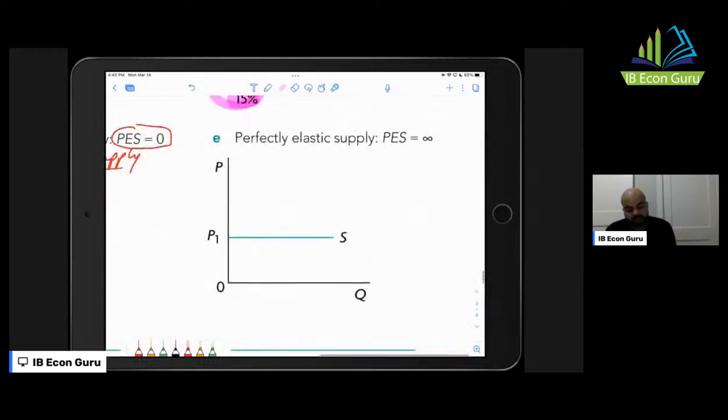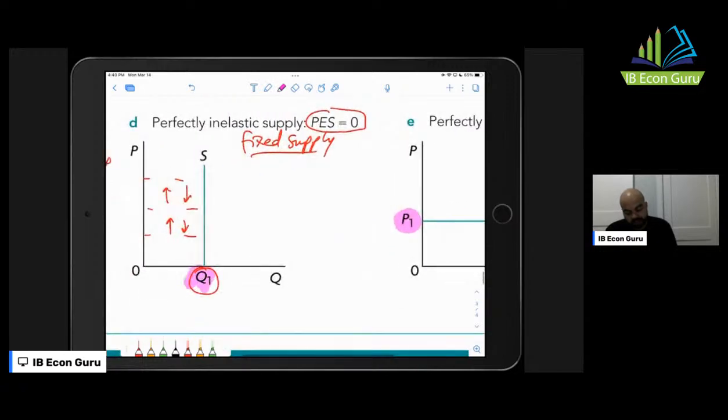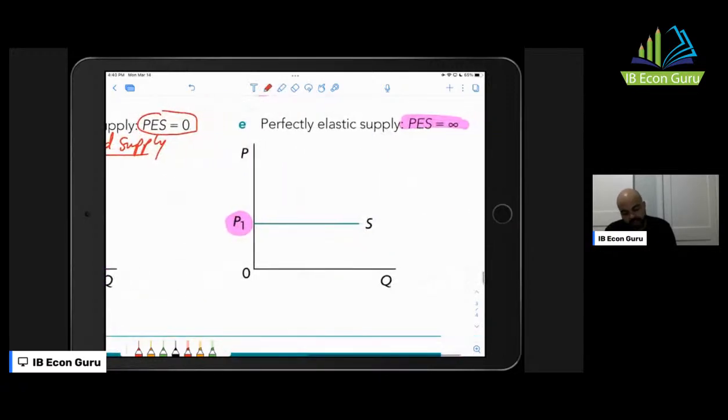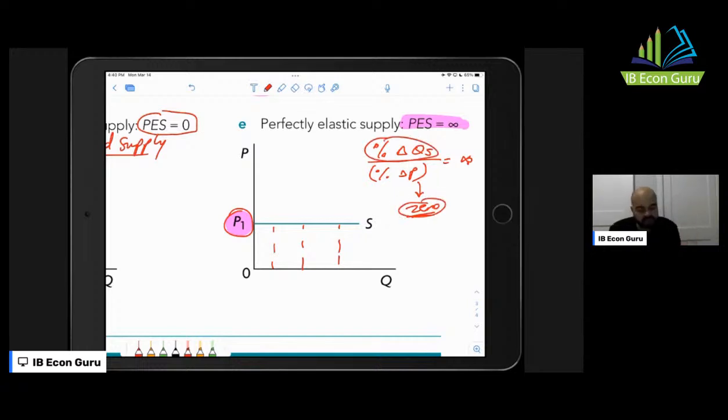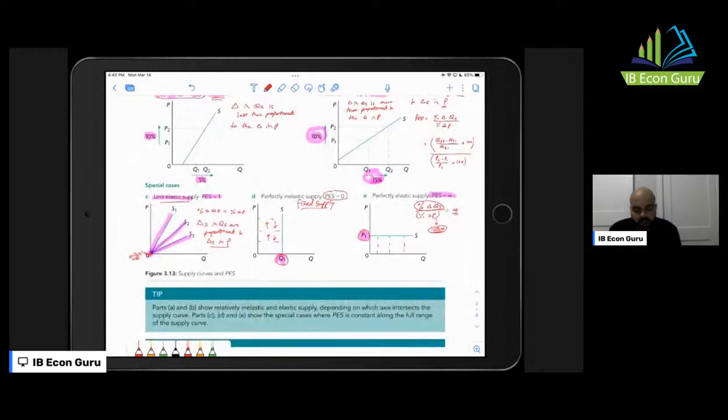And perfectly elastic supply, PES is equal to infinity. Here, it's the opposite. So remember, in this case, quantity is fixed. In this case, price is fixed, okay? Price does not change whatever the quantity supplied is. Therefore, percentage change in quantity supplied divided by the percentage change in price gives you infinity. Why? Because this is equal to 0, and anything divided by 0 is a number that doesn't exist. It's infinity. Okay? So these are the sort of hypothetical cases.